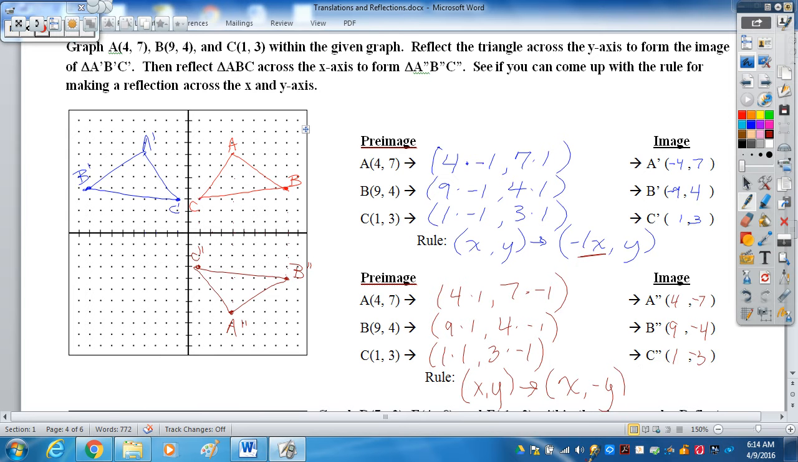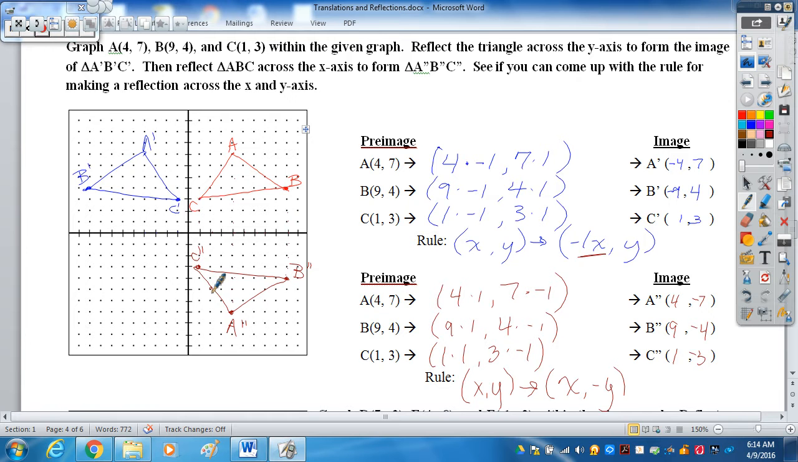And so it's kind of counterintuitive to think that way. You're flipping across the y, so the x values change. You're flipping across the x's, so the y values change. But that's exactly how it plays out, okay?